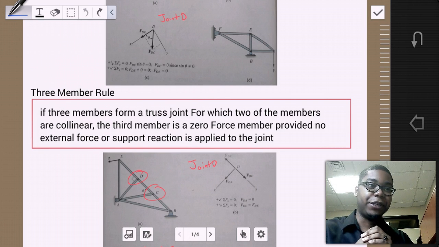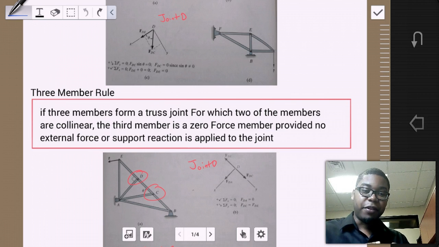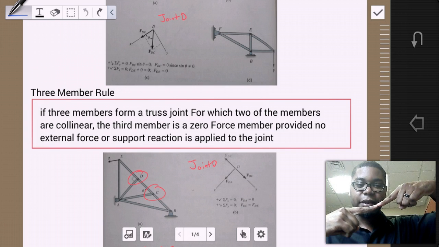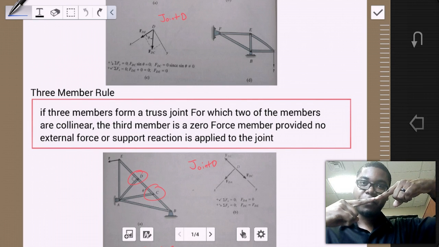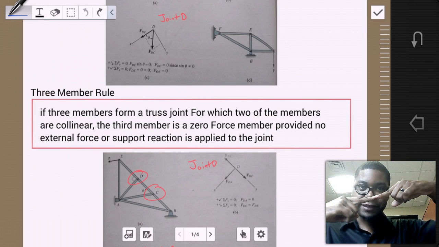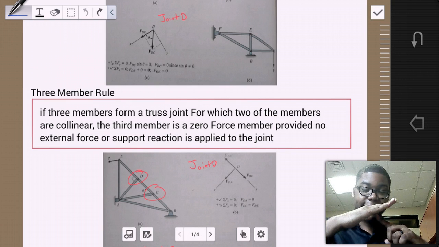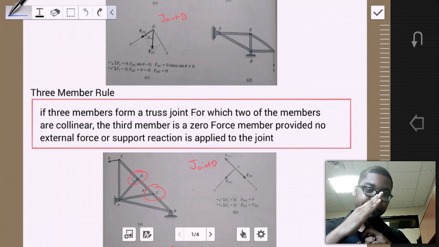So what we have to think about is there are three members, they meet at a single joint. Two of those members have the same line of action and are parallel to each other. So they form a single line. And there is a third member that intersects that line at the joint.